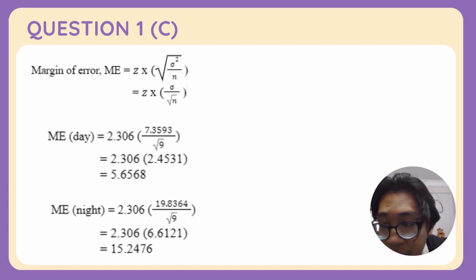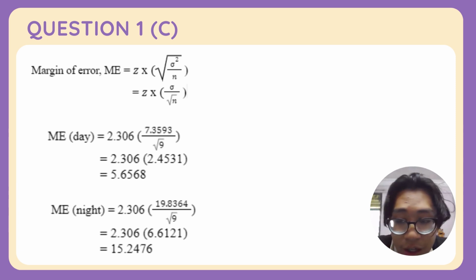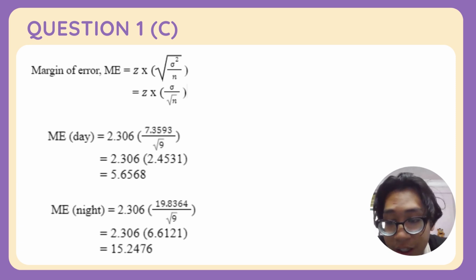Next, we find the margin of error, ME, using the formula for day shift: z value times standard deviation of day shift divided by the square root of the sample size, and we got the margin of error for day shift, which is 5.6568. For night shift, same thing: z value times standard deviation of night shift divided by the square root of the sample size, and we got the margin of error for night shift, which is 15.2476.